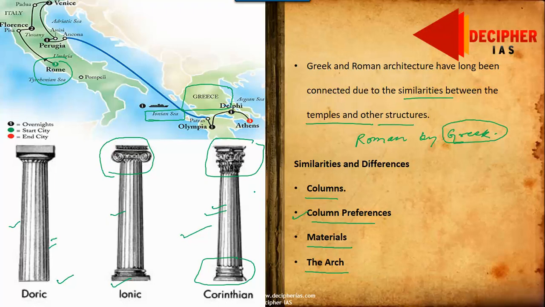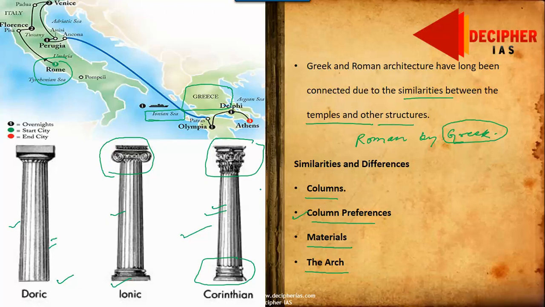Okay, material use. The material used to construct temples was very different for Greek and Roman architecture. Both of them used different things. What was that? Greeks used marble and granite to construct their temples, whereas Romans extensively used the arch in design, and they were able to use less material in building temples.